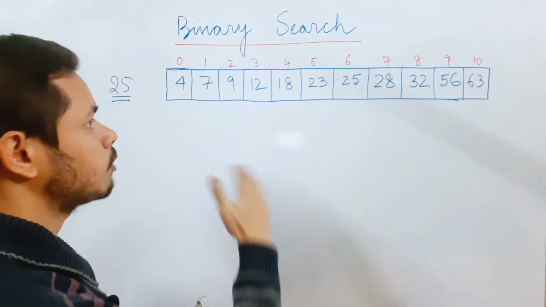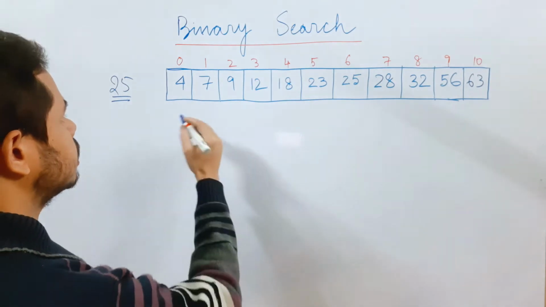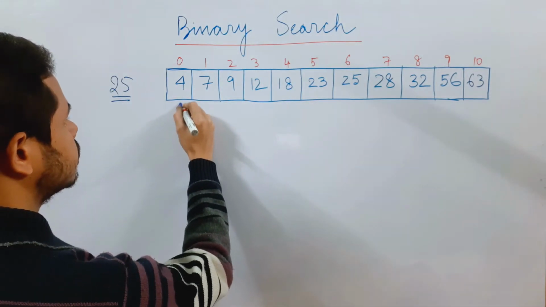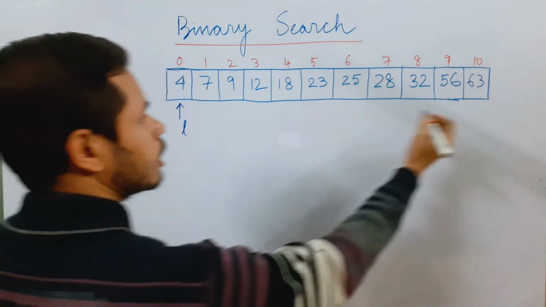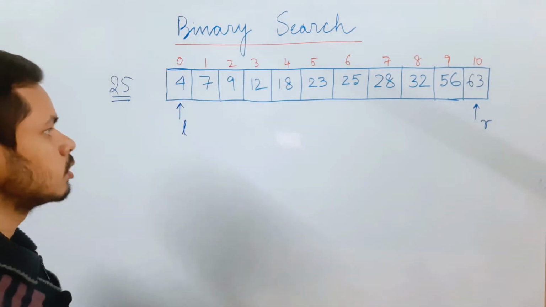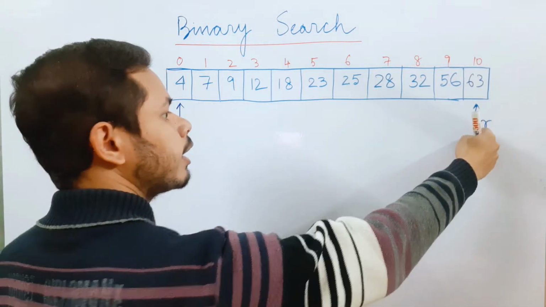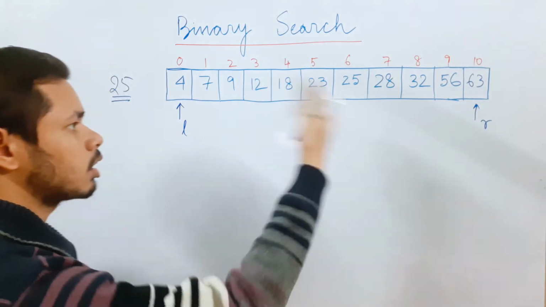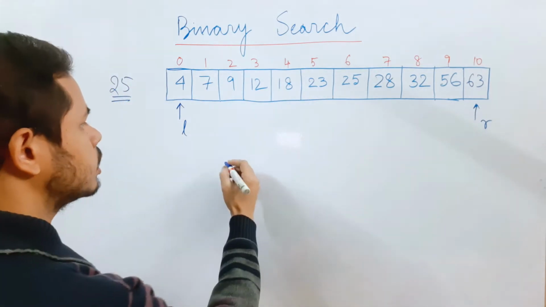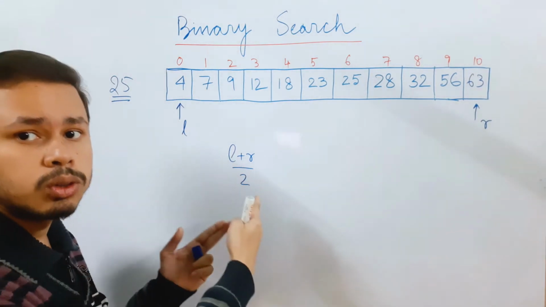Now how can I find the middle element? The simple formula is, let's say this is your left pointer and this is your right pointer, which means this is pointing to the leftmost element and this is pointing to the rightmost element. Now how can I find the middle element? Simply (L + R) / 2, but I will suggest don't do this.